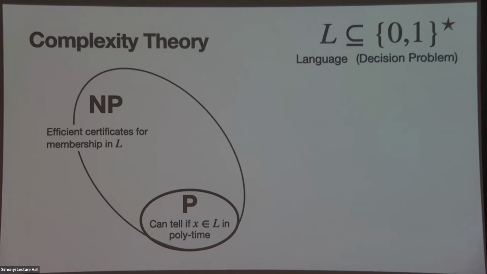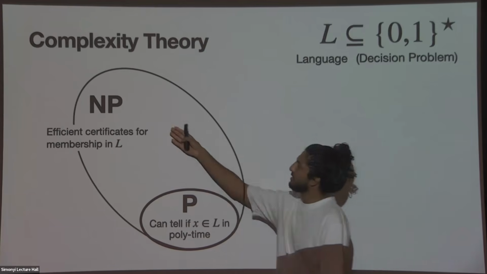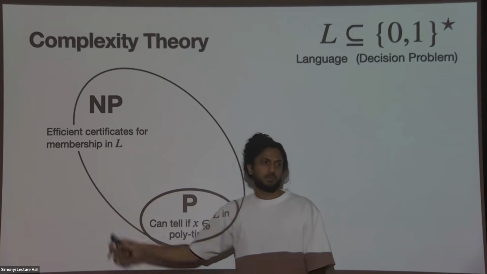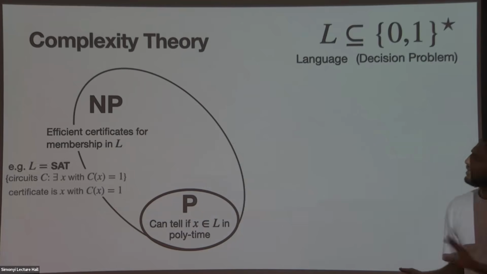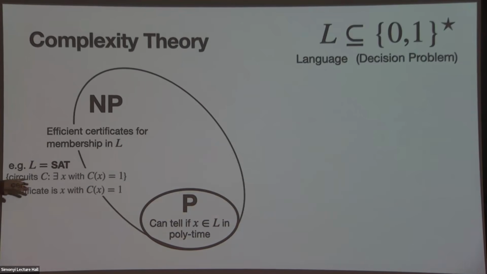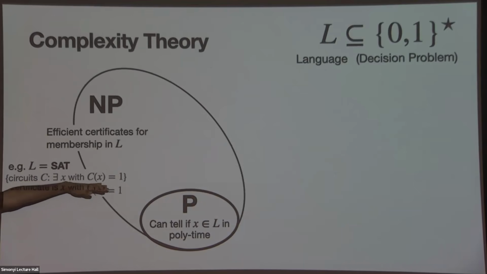There's also another famous complexity class, NP. NP is defined as those languages for which you can certify membership in L in polynomial time. But really you should just think of this main example, which is SAT, which is just circuits for which there exists an input on which it evaluates to 1. And how do you certify that something is in SAT? You just hand me an input on which it evaluates to 1.